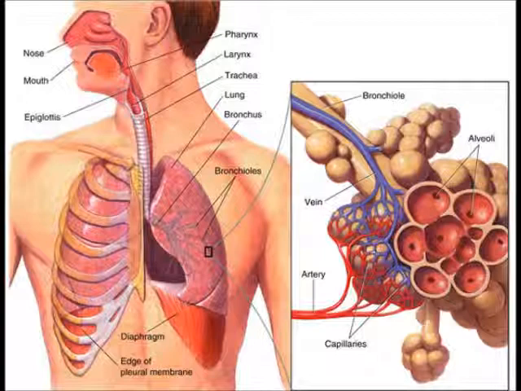So there's 8 segments. 2 segments make up the left upper lobe, and they are apical posterior and anterior. There are 2 in the lingular area, superior and inferior. And then 4 sections in the left lower lobe. They are superior, lateral basal, anterior medial basal, and posterior basal.